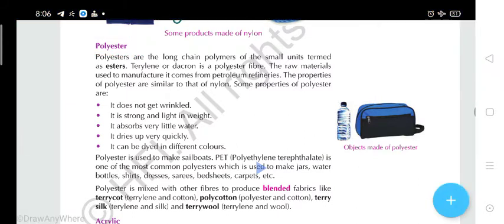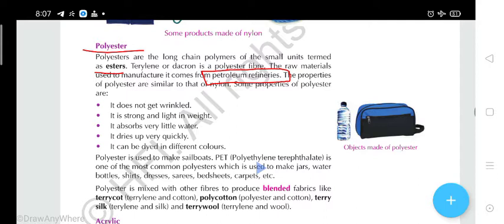Polyesters are long chain polymers of small units termed esters, and terylene or dacron is a polyester fiber. Yes. And the raw material used to manufacture it comes from the petroleum refineries. Students, petroleum refineries means whenever scientists obtain the crude oil from the earth, by the refinery we obtain different materials like diesel, some wax material, plastics, kerosene, petrol, whatever. So during that time we obtain the petroleum, and by using that petroleum scientists make what? Polyester fiber.